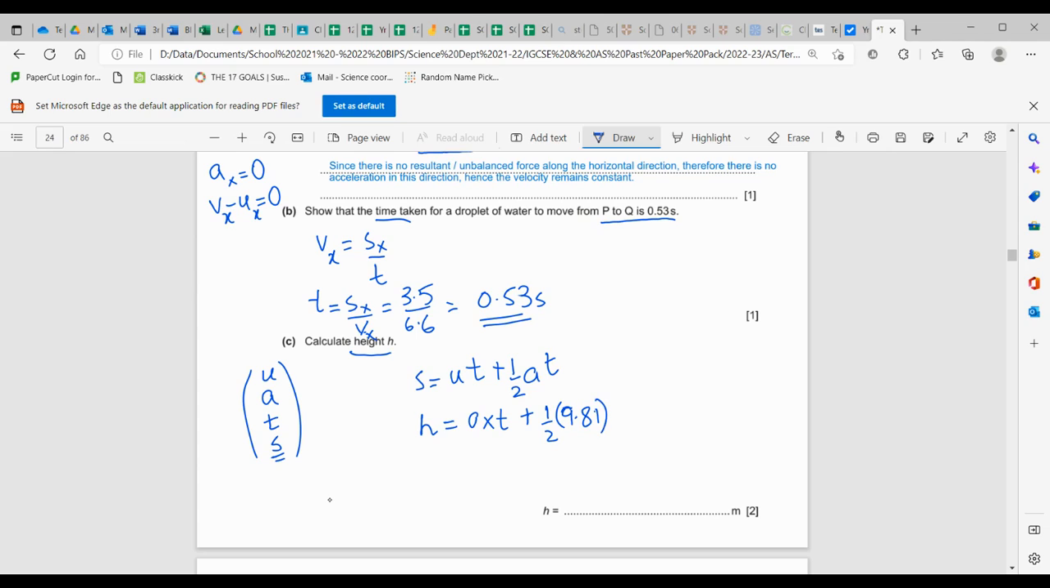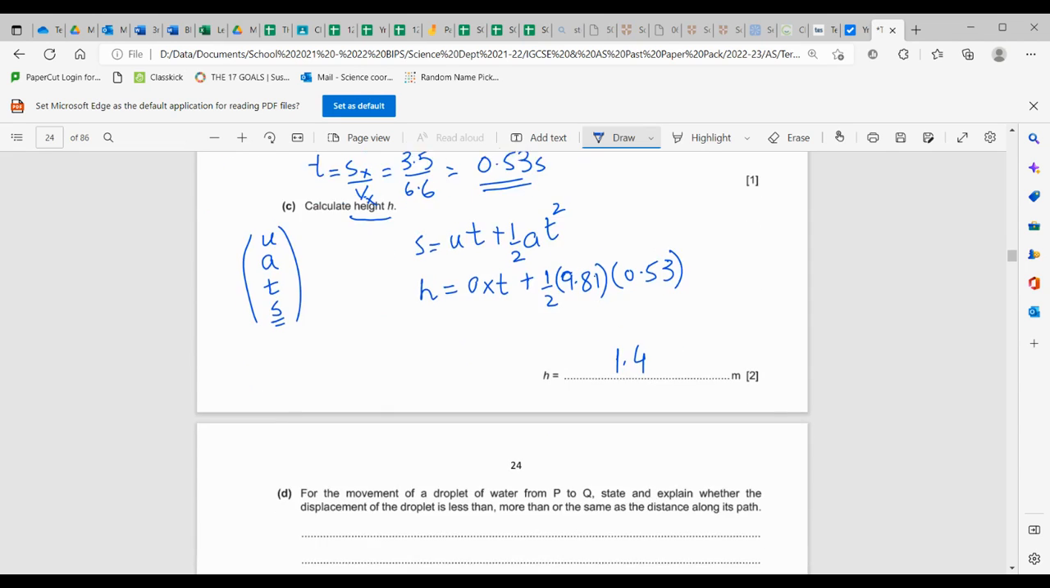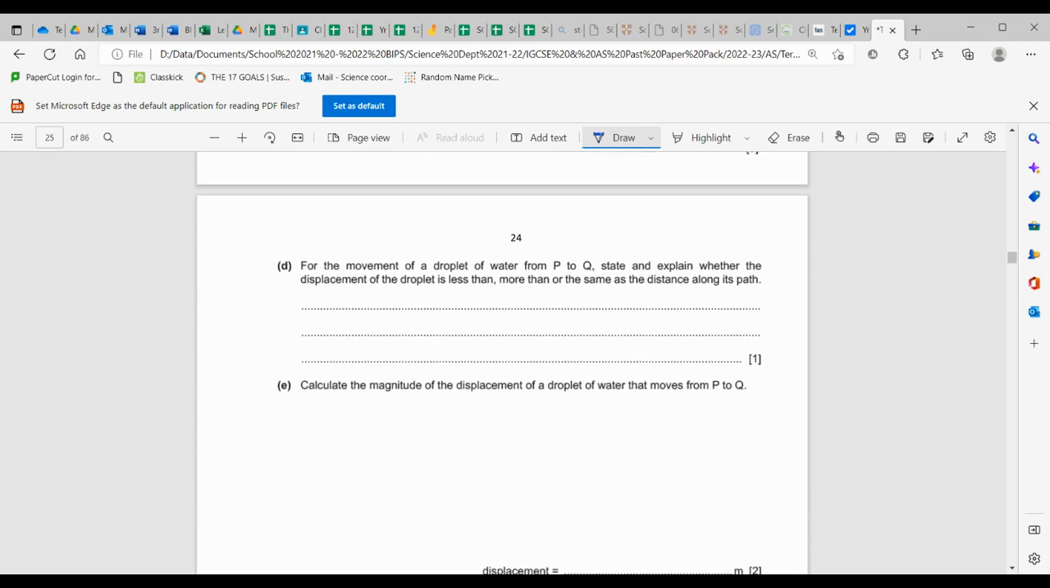And here we're not taking 9.81 to be a negative value, because it is half at squared, so we are not taking a as a negative value because the motion is in the direction of gravity. So the speed or the velocity will increase with time. And the time we already calculated as 0.53. And on simplification, we will end up getting a value of 1.4 meters.